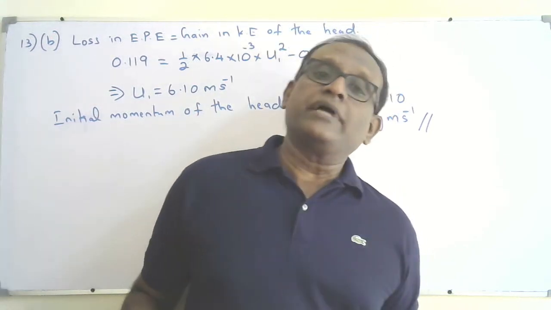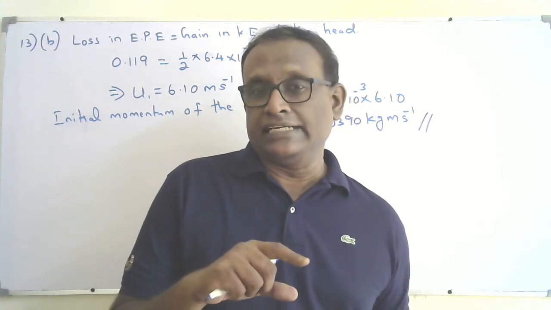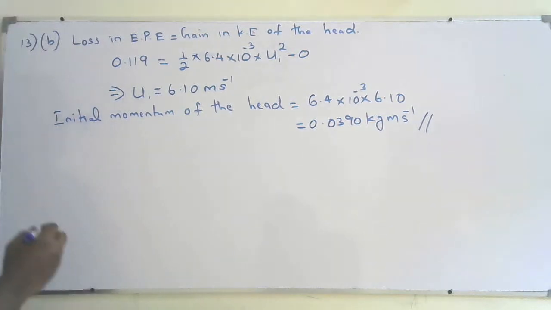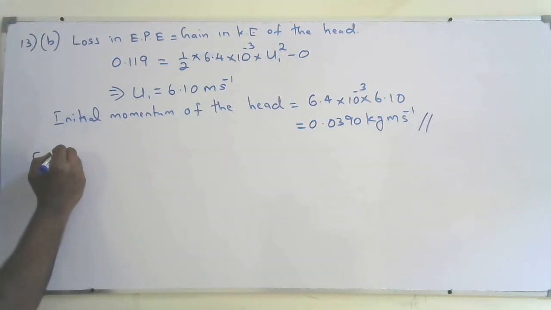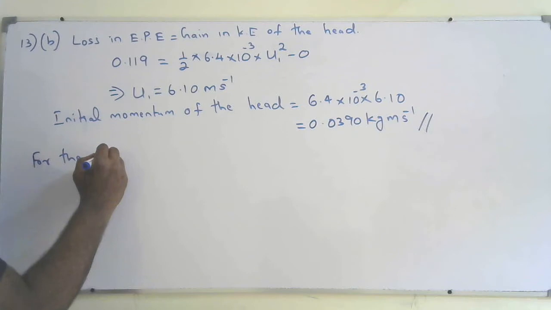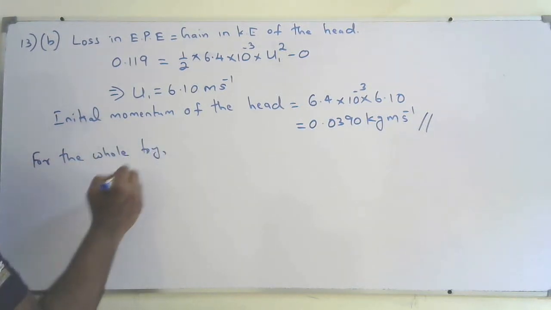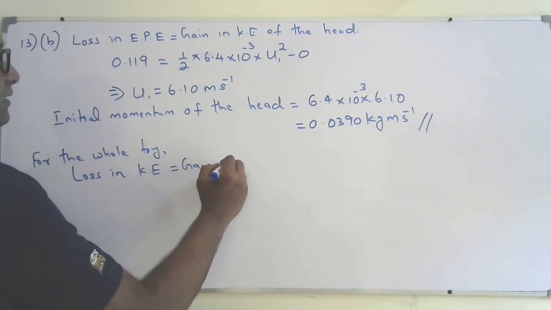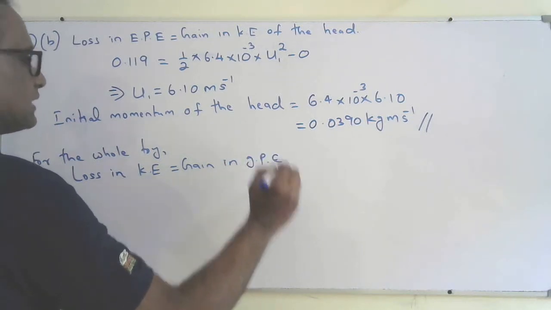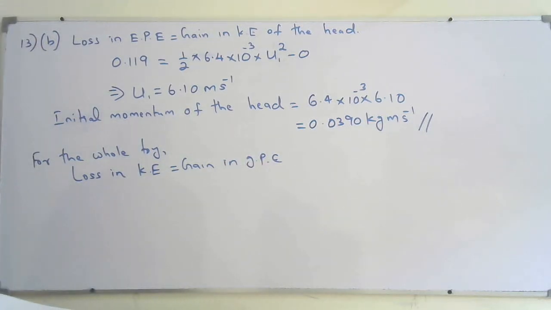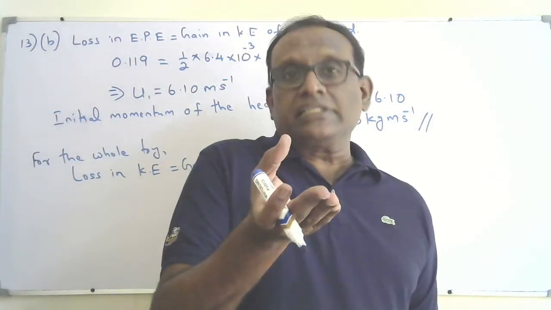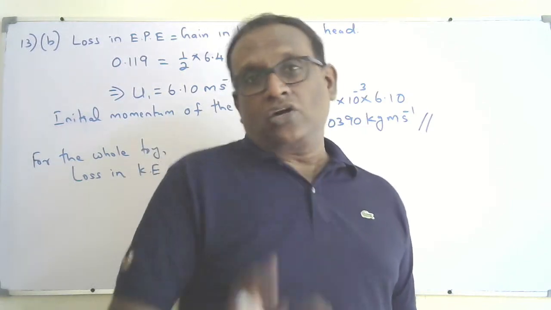So that we can find by using loss in kinetic energy equal to gain in gravitational potential energy for the whole system, for the whole toy. Okay, so I'm going to find the speed at which the whole system or the toy left the ground, left the table or ground, whatever it is.